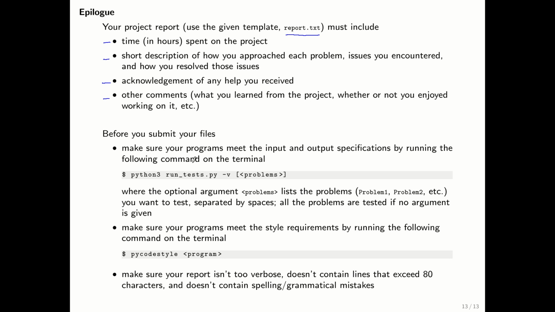Okay. Now before you turn in your files, make sure that your programs meet the input and output specification by running this command. All right. And then also make sure that your programs meet the style requirements by running this command. And finally, make sure that your report is not too long. It doesn't contain lines that exceed 80 characters. And also make sure that your report is free of spelling and grammatical mistakes.